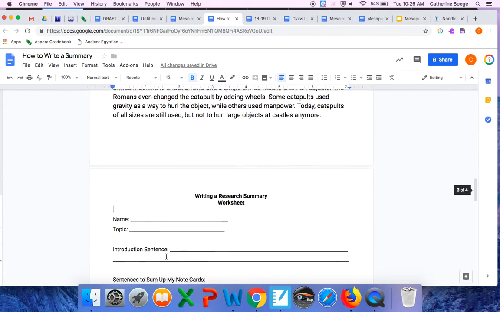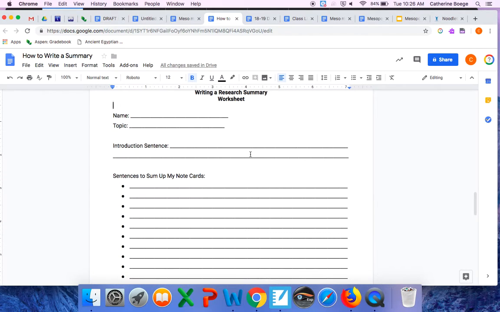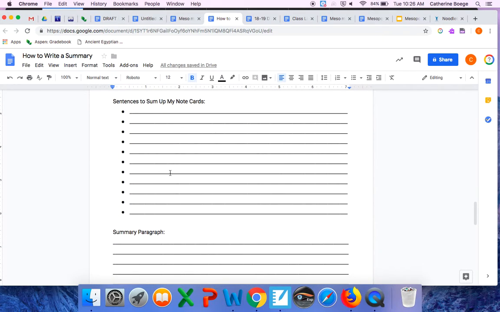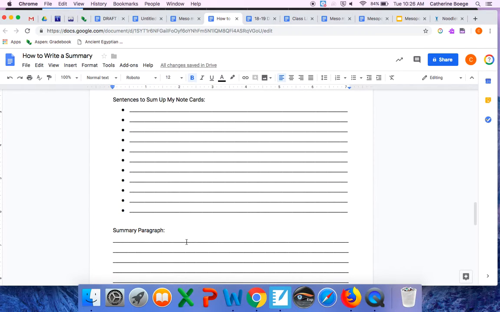So, if you're ready to begin working on your summary, what I'd like you to do is fill out this page here, writing a research summary worksheet. Include your name and your topic, come up with an introduction sentence, and then list the sentences to sum up your note cards. Once you've written these sentences, you can copy and paste them into your paragraph in a way that's organized and makes sense.